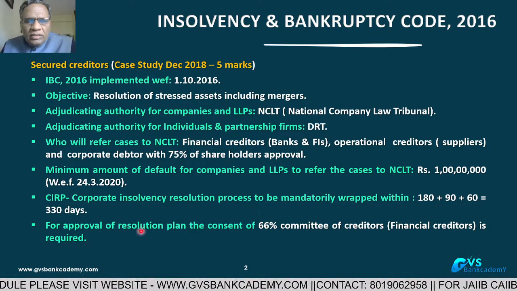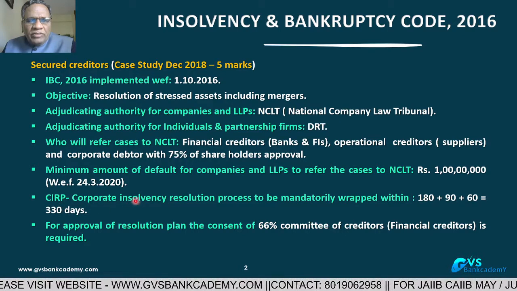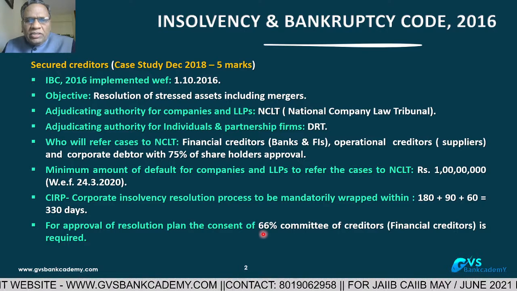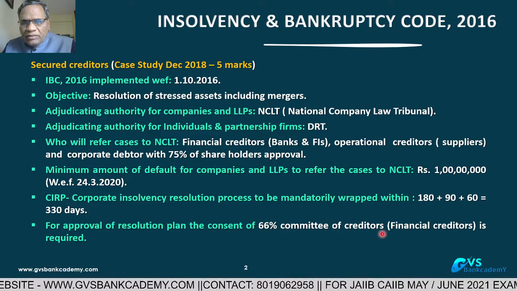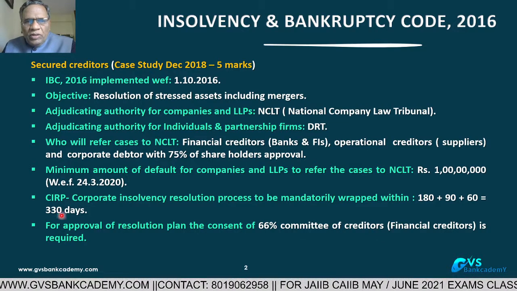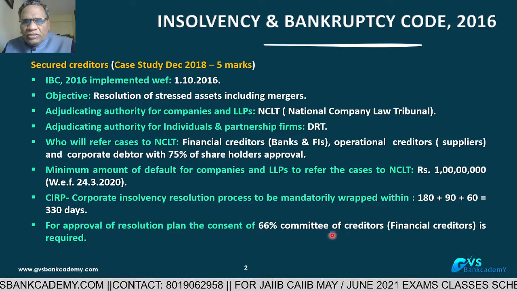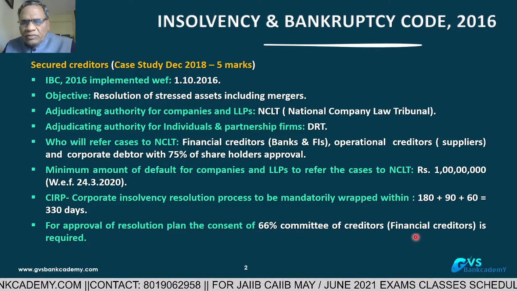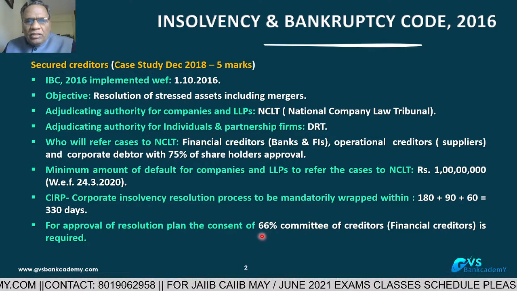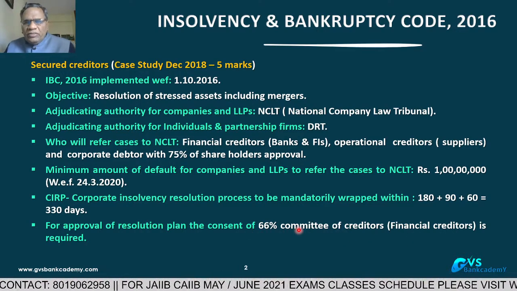For the approval of the resolution plan under the CIRP, the Corporate Insolvency Resolution Process, the approval of the plan requires the consent of 66% of bankers, 66% of the committee of creditors. The approval requires the consent of 66% of the committee of creditors, meaning financial creditors. So for approval, the consent of the committee of creditors, meaning bankers and financial institutions, is required at 66%.